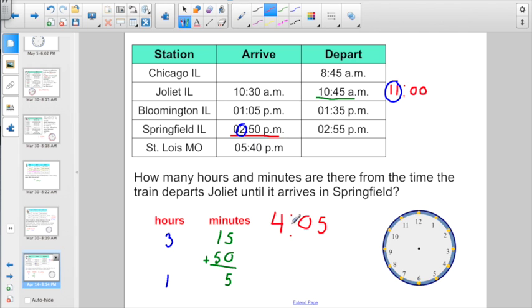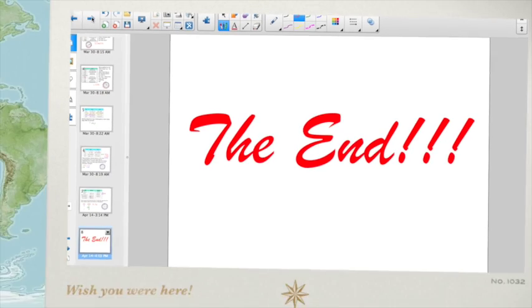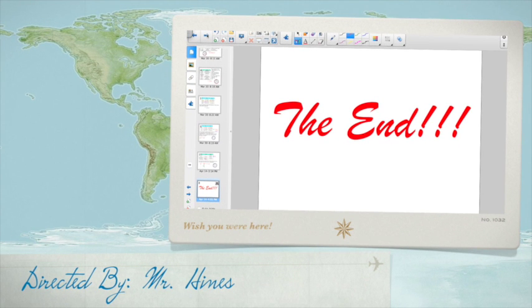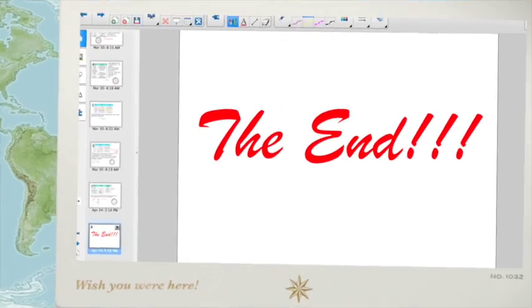I'm kind of taking a shortcut because it's awfully tough to write with a smart pen right now. My smart pen is not being very smart. And that, my friends, is the end. You are definitely going to want a scratch piece of paper and a pencil for this one. Read all your information carefully and good luck.